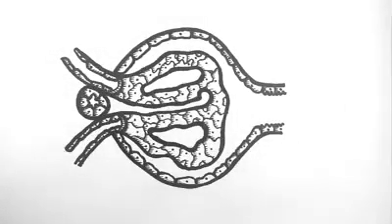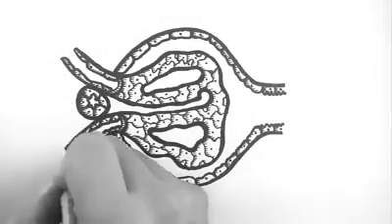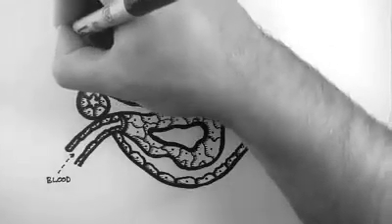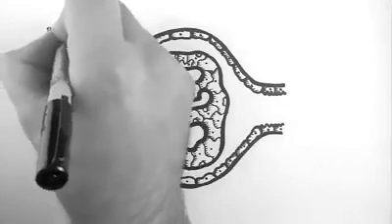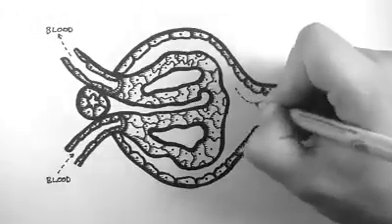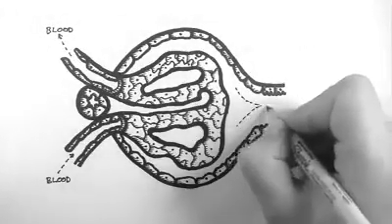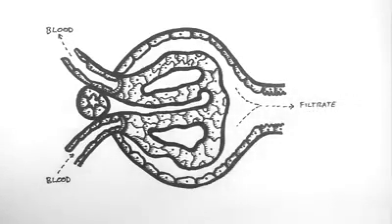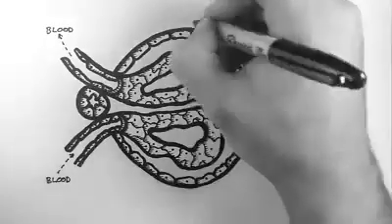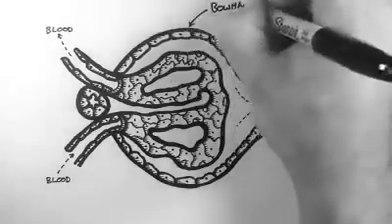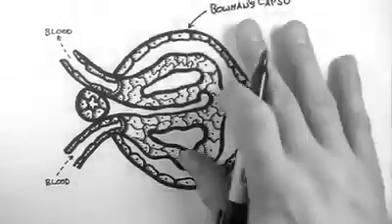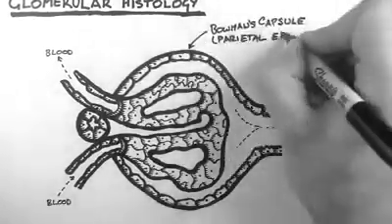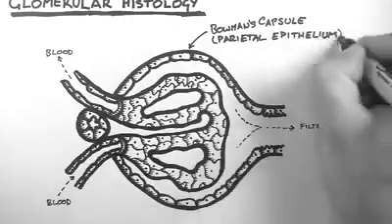So the blood flows through the glomerulus via these arterioles, entering through here and exiting through here. The blood is filtered in the capillaries inside the glomerulus, and the filtrate flows out here. The glomerulus is surrounded by the Bowman's capsule, which is made of epithelial cells, which we call parietal epithelium.